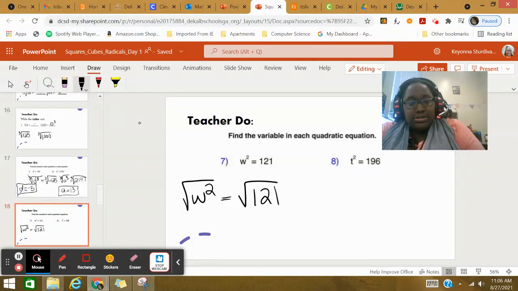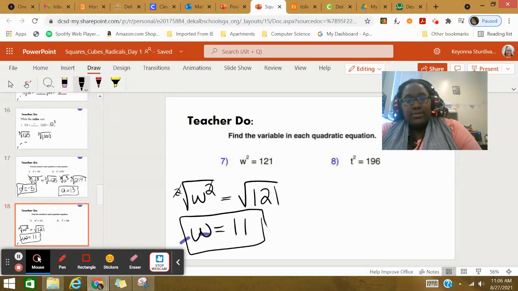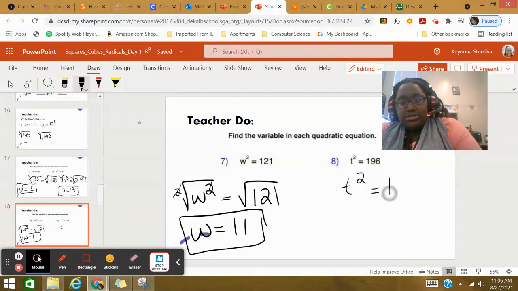121. Remember that these cancel because it's an understood 2 here. That's why I told you guys to make sure that you remember that the index is 2. And so I'm going to get w, in this case, is equal to 11 when I take the square root of 121. This next one, I have t squared is equal to 196. I'm going to take the square root of 196 on both sides.